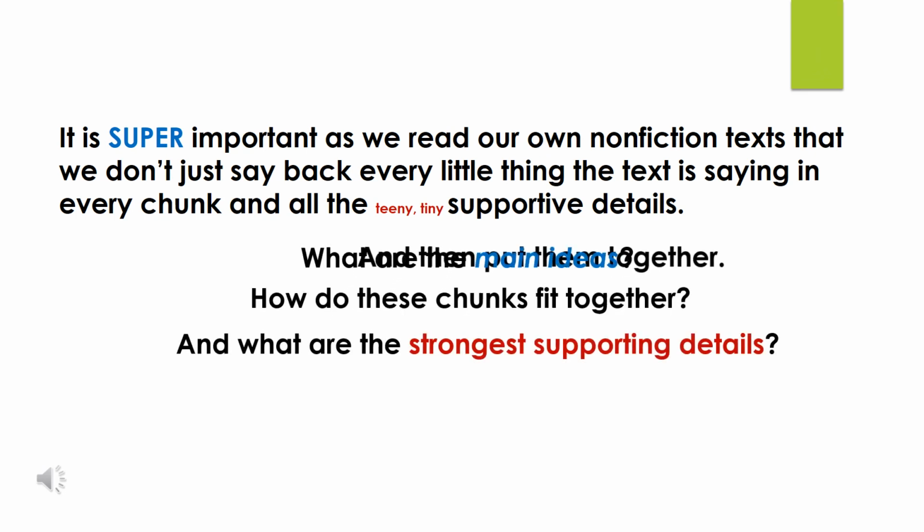It's super important as we read our own nonfiction texts that we don't just say back every little thing the text is saying in every chunk and all the teeny tiny supportive details. We really need to find what the main idea is. And then we need to see how those chunks fit together. But then we also have to decide what the strongest supporting details are. We don't want to list every teeny tiny detail. When we put that all together, we might be able to then see the bigger picture, what the main idea is for the whole text.